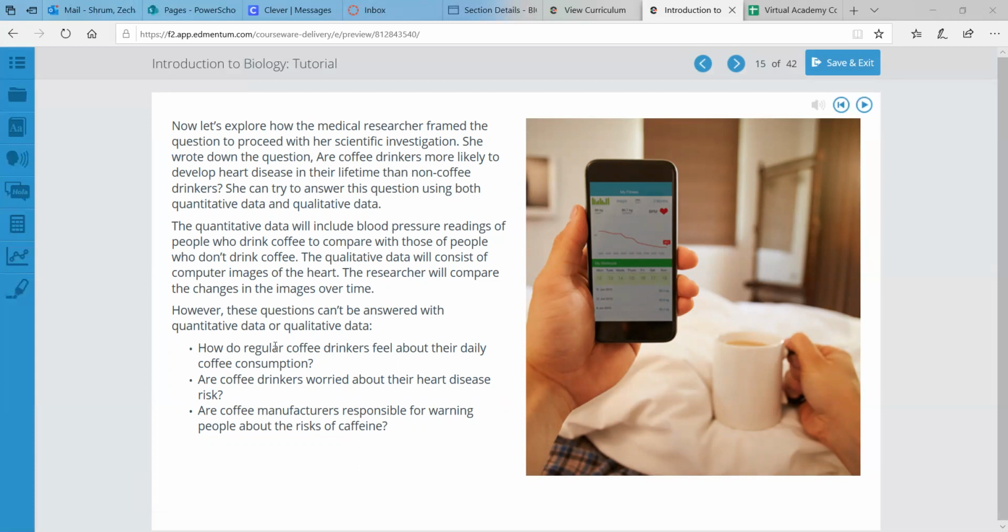The more she looks into this, these are questions that she can't answer with this data. How do they feel? Are they worried? Are manufacturers responsible? So that's just no. This is not for her to pursue.